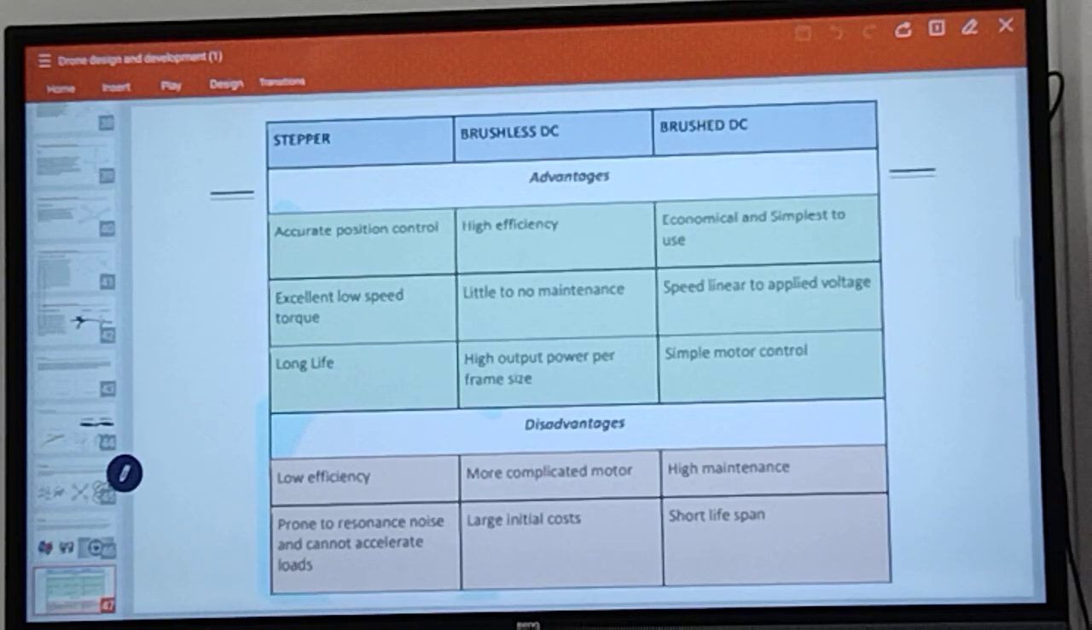Brushed DC is economical and the simplest to use, with speed linear to applied voltage, and a simple motor. But what are the disadvantages? High maintenance and short lifespan.